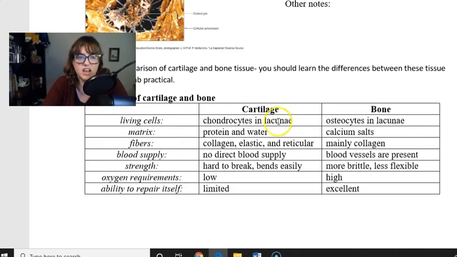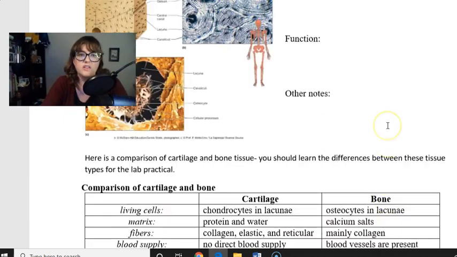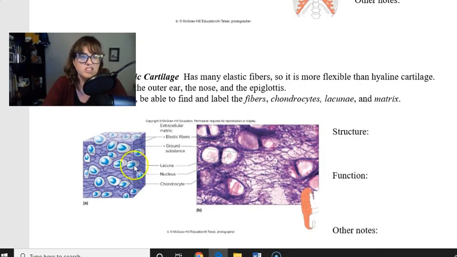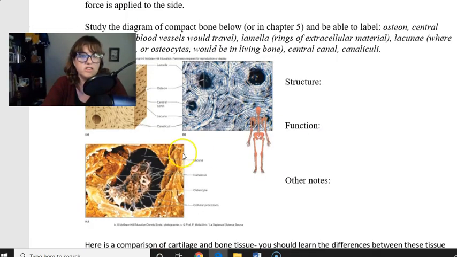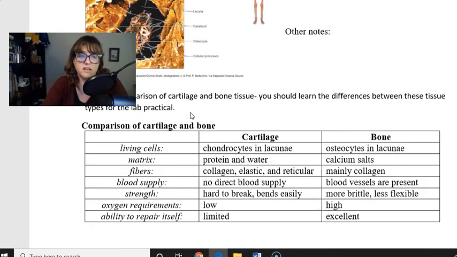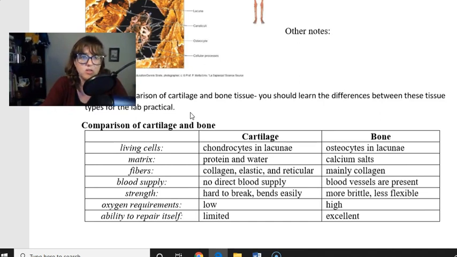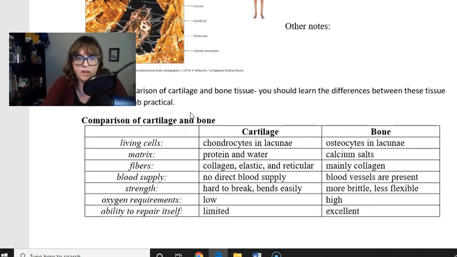Cartilage has chondrocytes, whereas the bones have osteocytes, but they both exist in lacunae. So what does that mean? That means that within the cartilage there are these big open spots where the cells can travel. Same thing in the bone, there are these big open spots where the cells can travel, okay? Why is it called a lacuna? It kind of looks like a moon. That's what lacuna means.